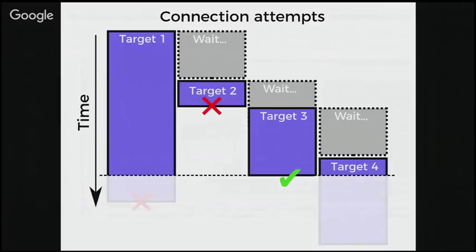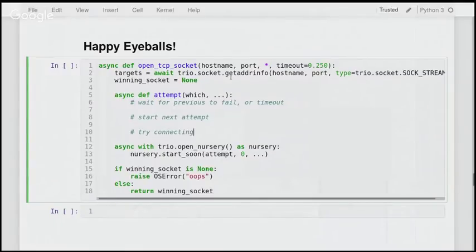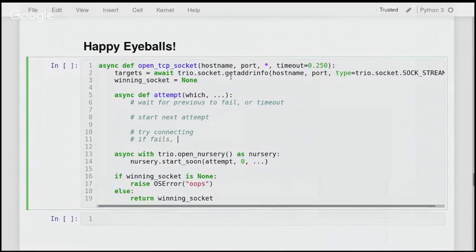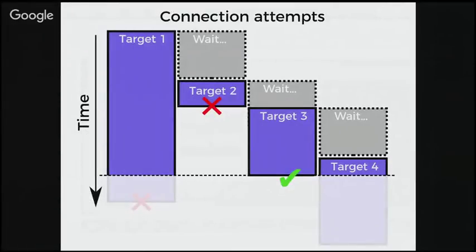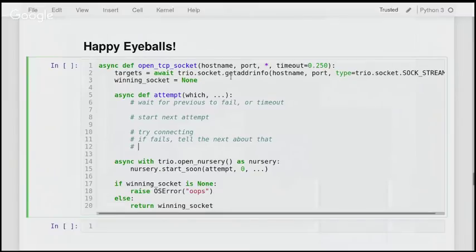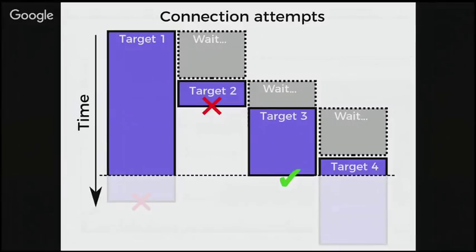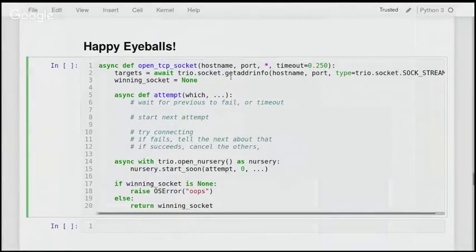And then at that point, we have to actually try connecting, the purple part. So, try connecting. And then there's two things that could happen. If it fails, tell the next one about that. Because if it failed here, we want to let the next one know, OK, you're done waiting, you can move on. Or if it succeeds, then we have to do two things: cancel the others, forget about those, we're done, and return the working socket. OK, so let's fill these in now.